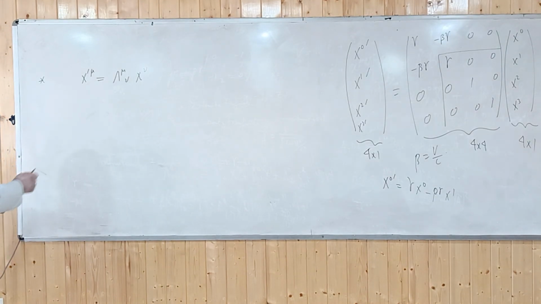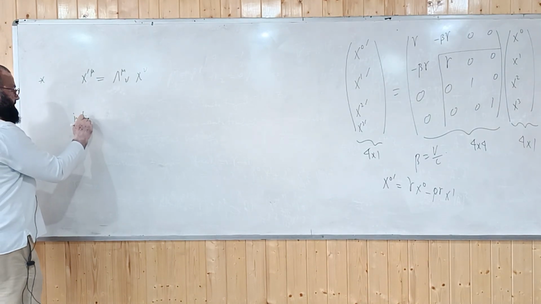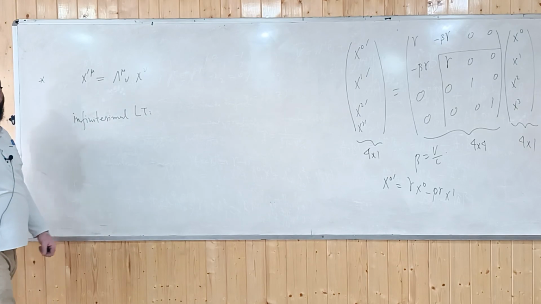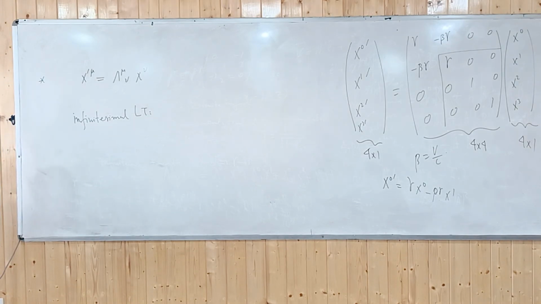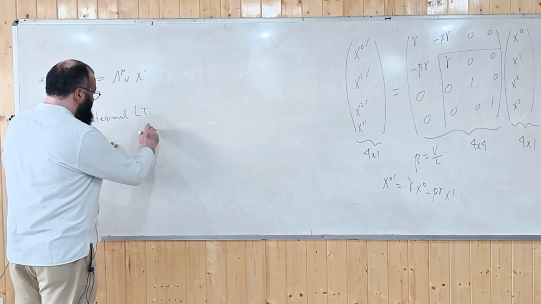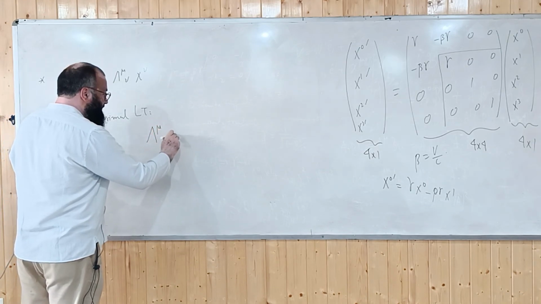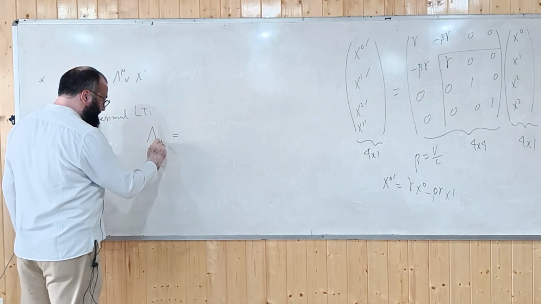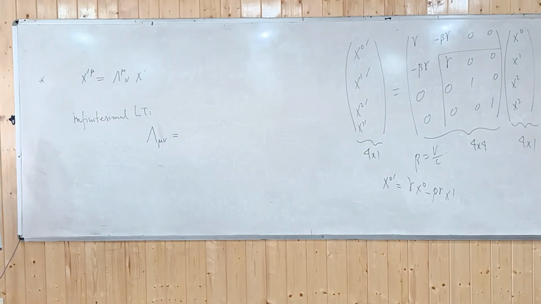Got it? Okay. So let's look at the infinitesimal Lorentz transformation. How do I write it? You now have lambda mu nu, which is a matrix. Let's write lambda mu nu for the time being, then we'll use this notation. Lambda is our matrix. I want to figure out what its infinitesimal form is, how it should look.